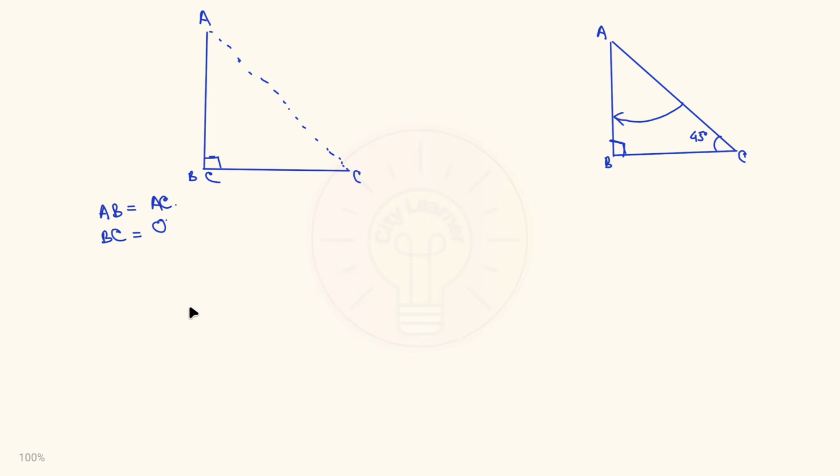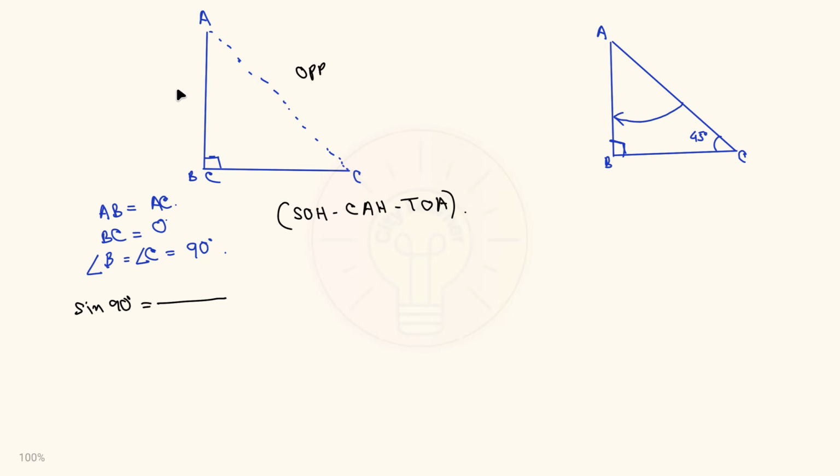So in that condition, angle B and angle C, both angles will become 90 degree. So here we already found the angle B, angle C is equal to 90 degree, BC is equal to 0, and AB and AC lines will be equal. So here, AB is the opposite side, BC is the adjacent side, and AC is the hypotenuse.